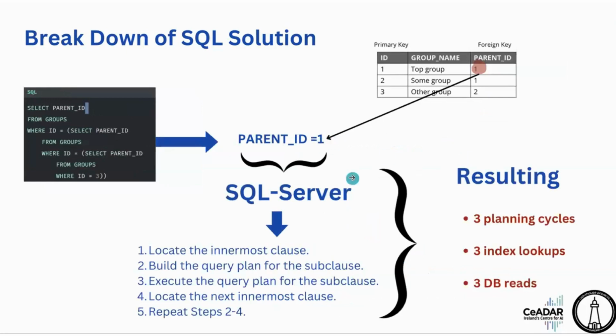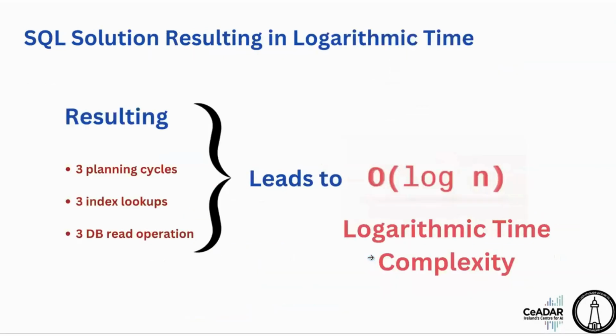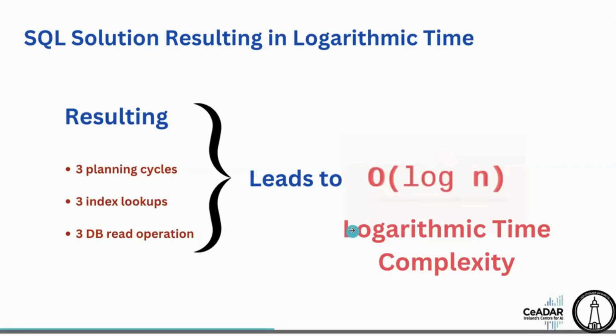So what all has happened to get the result as 1? We did 3 planning cycles, 3 index lookups, and 3 read operations. Why? Because we read 3 different times because of the 3 nested loops we have. Because of these 3 planning cycles, 3 index lookups, and 3 database operation cycles, our time complexity moves to O(log n), which is logarithmic time. It takes too much time to process each read operation, it is much more expensive in terms of deployment, and it causes a lot of lag in processing.